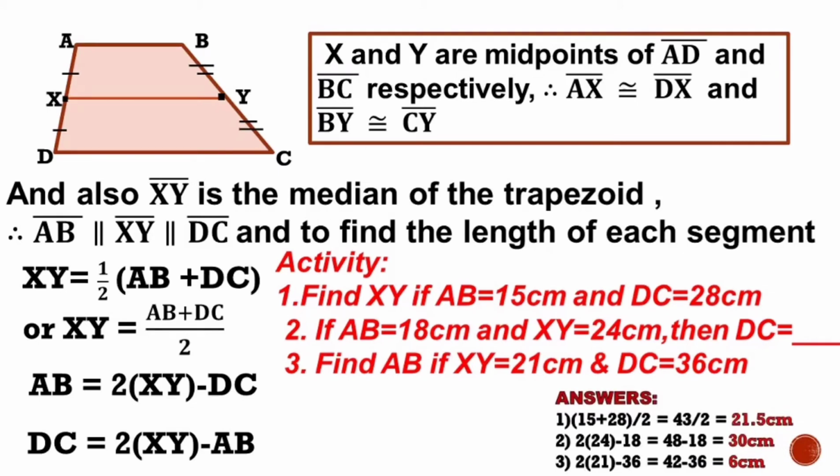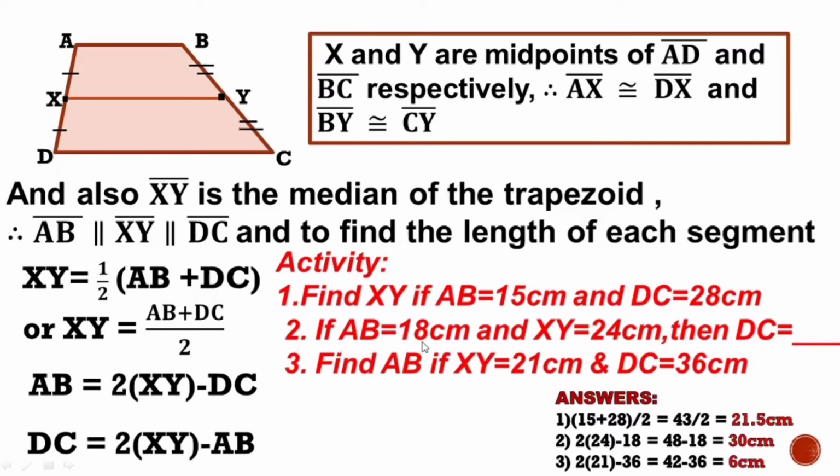For number 1, you're asked to find XY if AB is 15 centimeters and DC is 28 centimeters. Again, XY is the length of the median. To find the length of the median, you simply add the lengths of the bases and divide their sum by 2. So we add 15 and 28. 15 plus 28 is 43. Divided by 2, XY is equal to 21.5 centimeters.